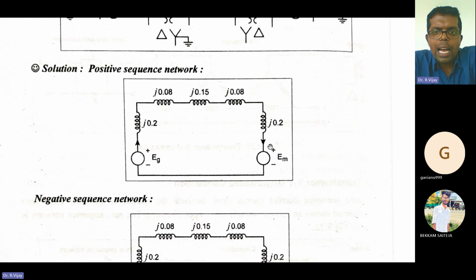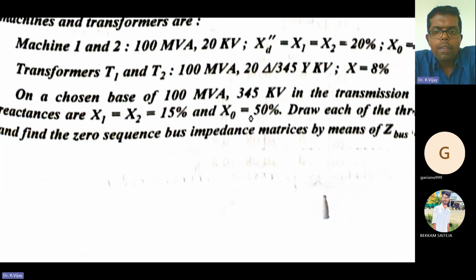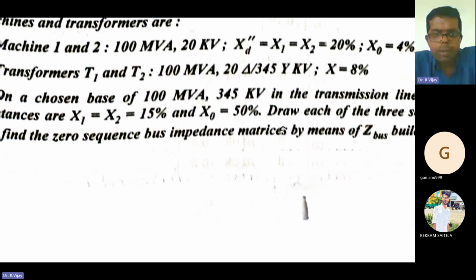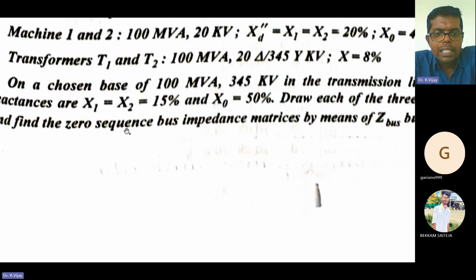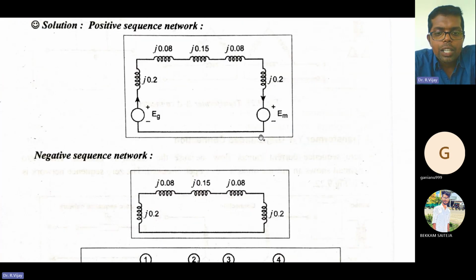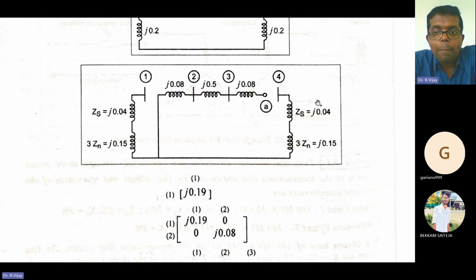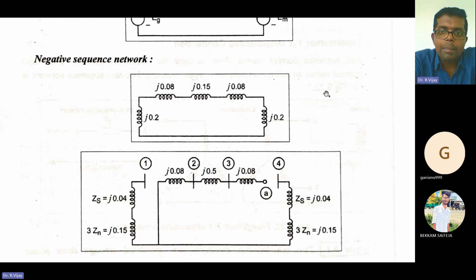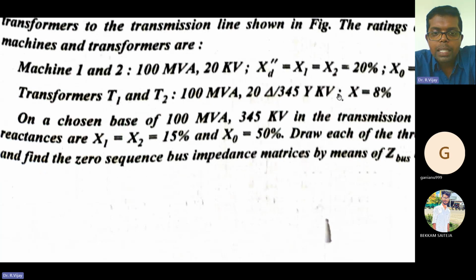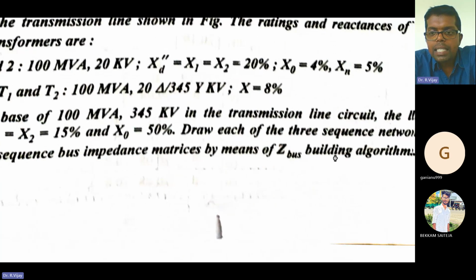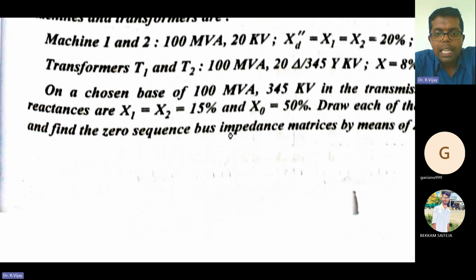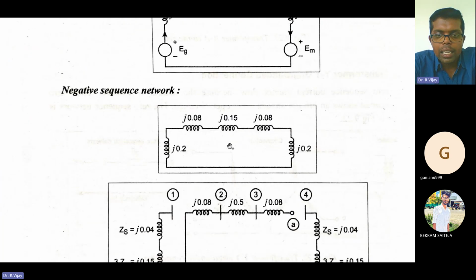Now, what else is asked in the problem? They asked to draw the three sequence network diagrams, and to find the zero sequence bus impedance matrix. From the zero sequence network, you need to formulate the bus impedance matrix by the bus building algorithm, not by the ordinary method. That is the rule, and it is clearly mentioned in the problem itself. The Zbus building algorithm we already taught earlier.